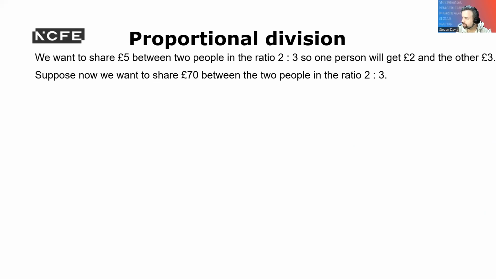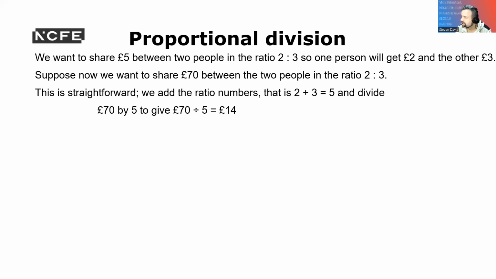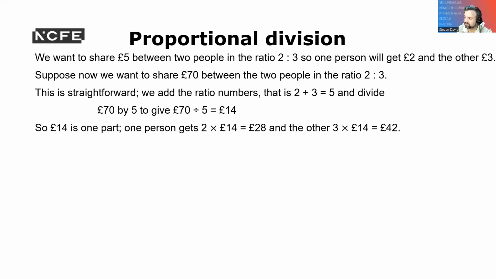Go back. So what we're looking for then is 2 plus 3 equals 5, because that's the 2 to 3. And 70 divided by 5 equals 14. So 14 is 1 part, so one person gets 2 lots of 14, that's 28, and the other gets 3 lots of 14, that's 42. Check this total: 28 plus 42 equals 70, and this is correct.